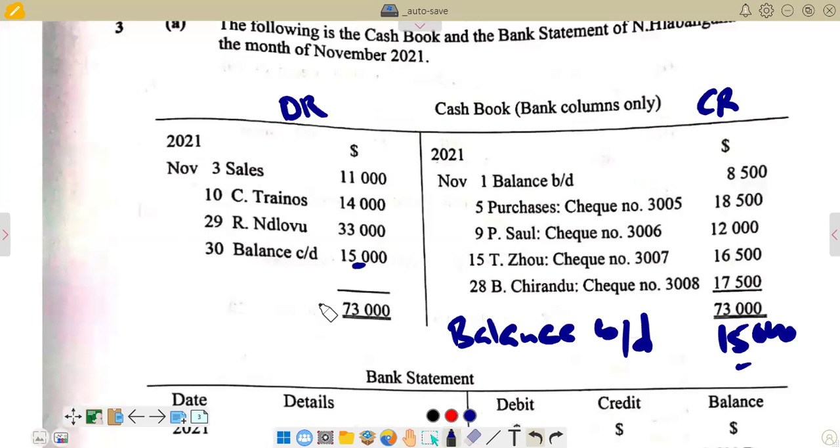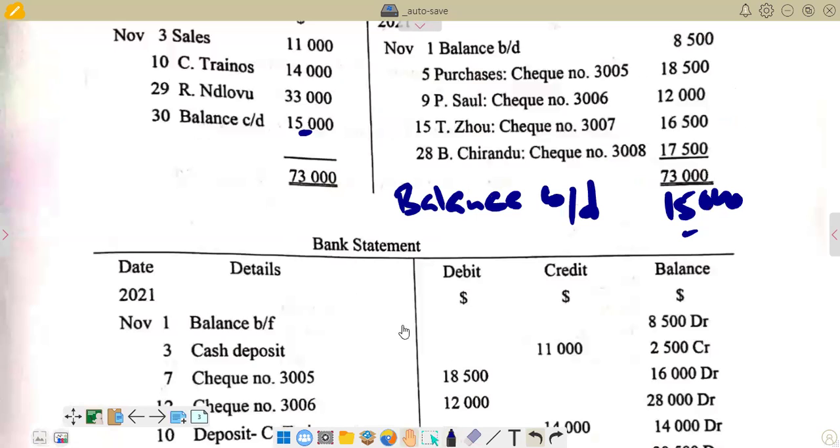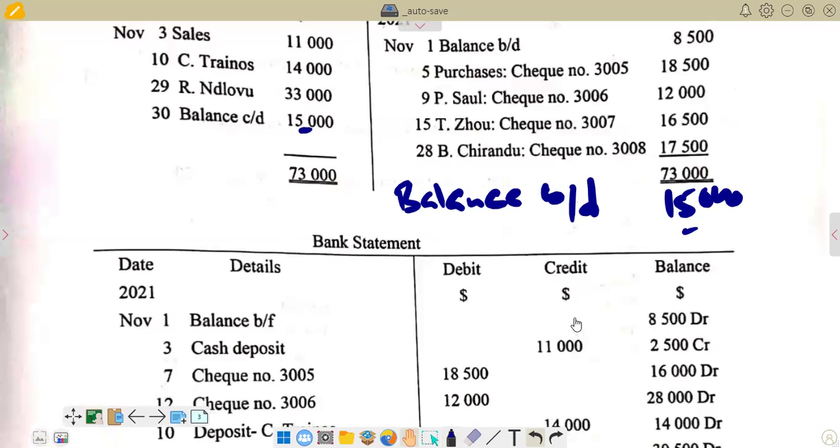If you go back there, remember what we have on the debit side of the cash book is the same as what we are supposed to see on the credit side of the bank statement. So the credit side of the bank statement should be similar to the debit side of the cash book. And then the debit side of the bank statement should be similar to the credit side of the cash book. This is as simple as that.